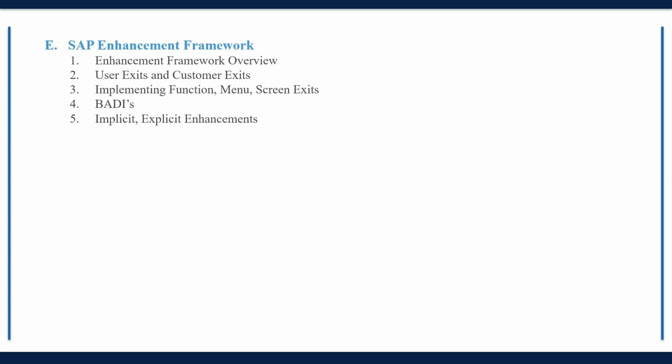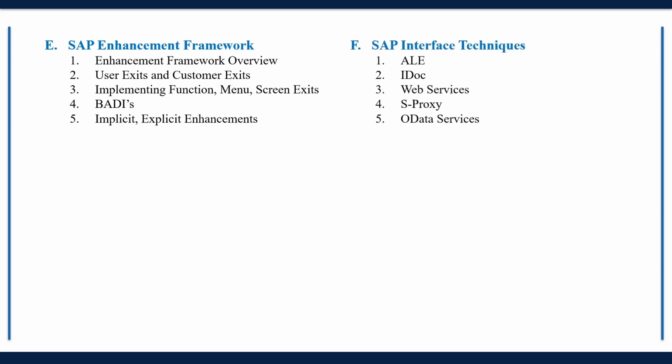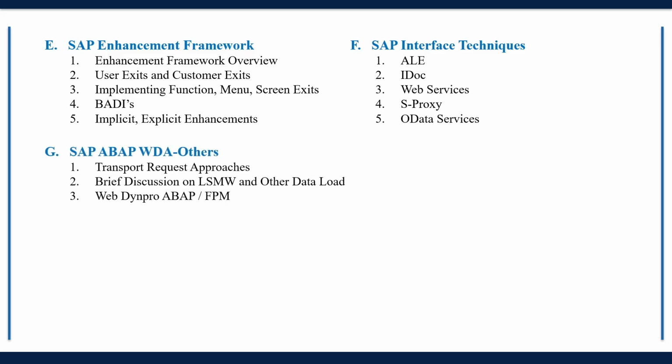Then enhancement framework. In the enhancement framework: overview of enhancements, user exits and customer exits, function module exits, screen exits, BAdI, and implicit and explicit enhancements. Then SAP interfacing techniques. Here we have ALE, IDoc, web services, sproxy, and OData services. Finally, SAP ABAP WDA, which means Web Dynpro ABAP, transport request approaches, a brief discussion of legacy system migration workflow, and other data load.